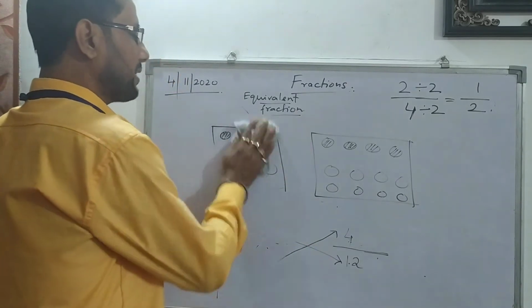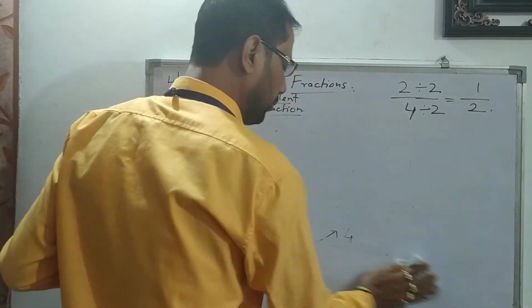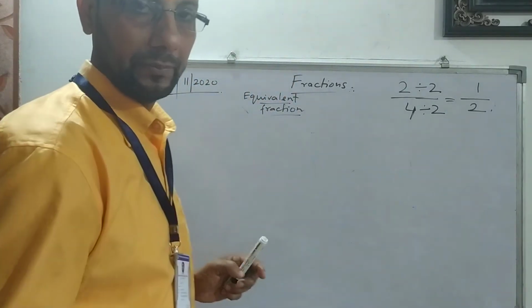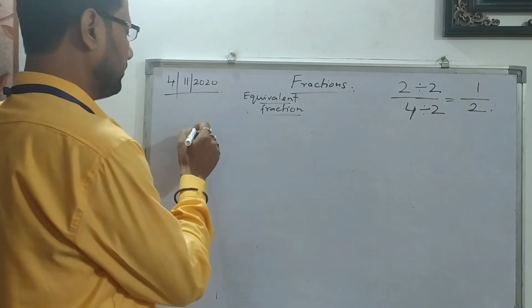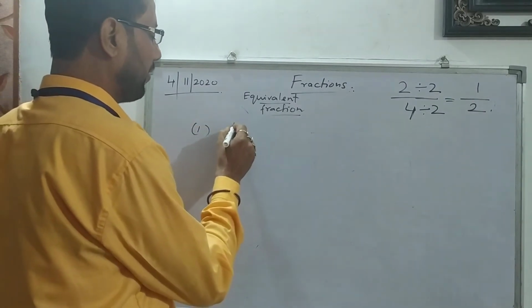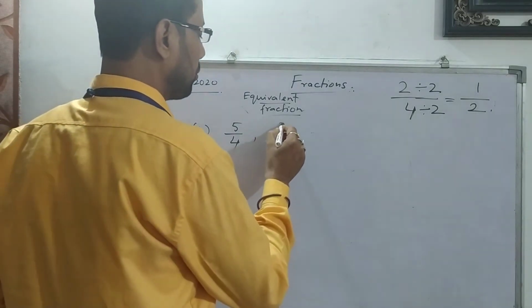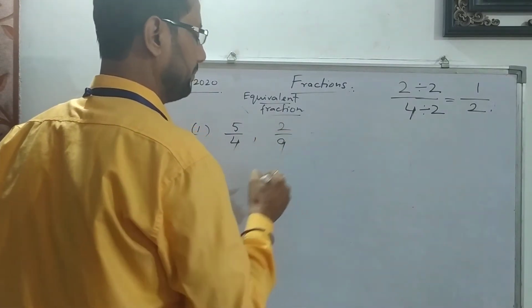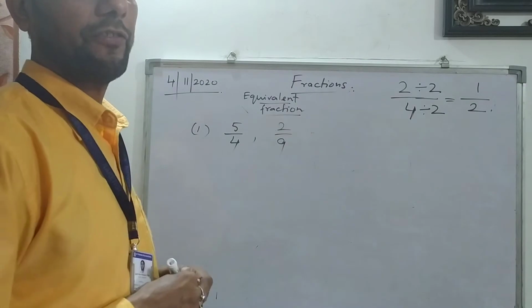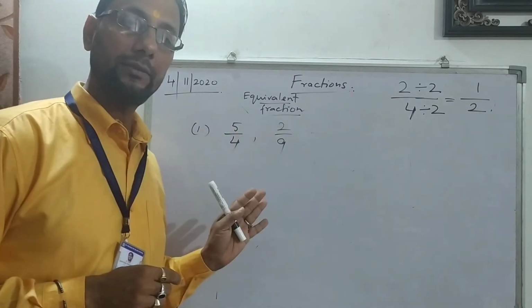So now suppose the diagram is not there. Simply I have given you two questions. Number one, I gave you 5 by 4, and number two, I have given 2 by 9. And I am asking you, are they equivalent?